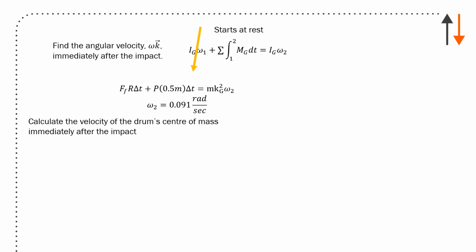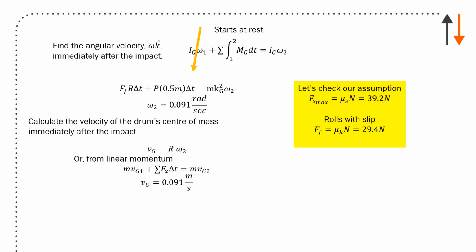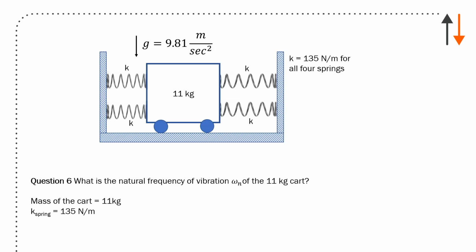Calculate the velocity of the drum's center of mass immediately after the impact. Velocity sub G, because it's not slipping, is r omega 2. Or from linear momentum, both of those would get me the same result of 0.091 meters per second. Check our assumptions. Force S max is 39.2, rolls without slip because force friction is equal to 29.4 newtons. So it works out very well. And the new angular velocity is 0.083 rad/s.